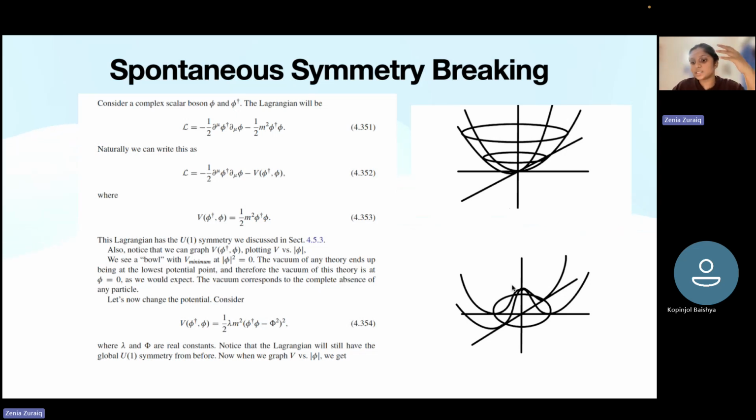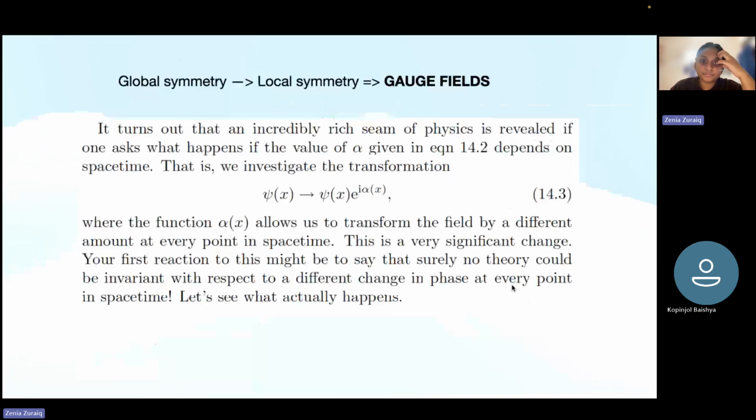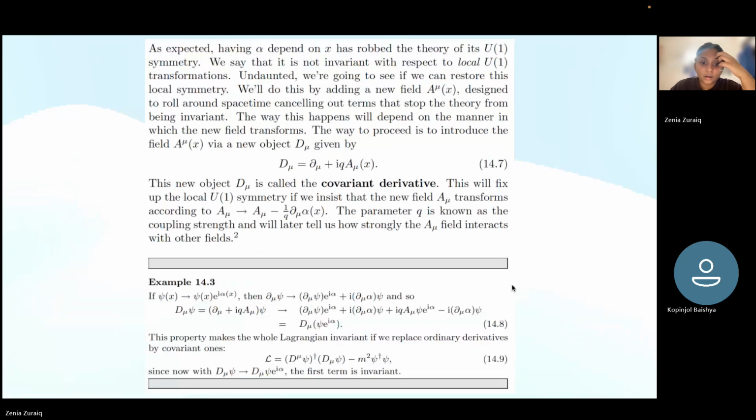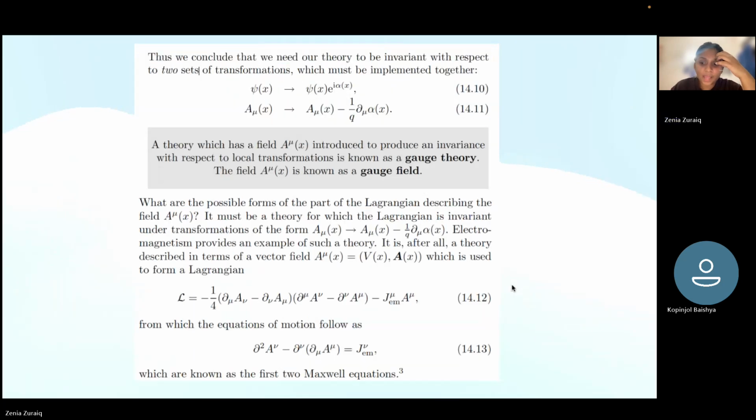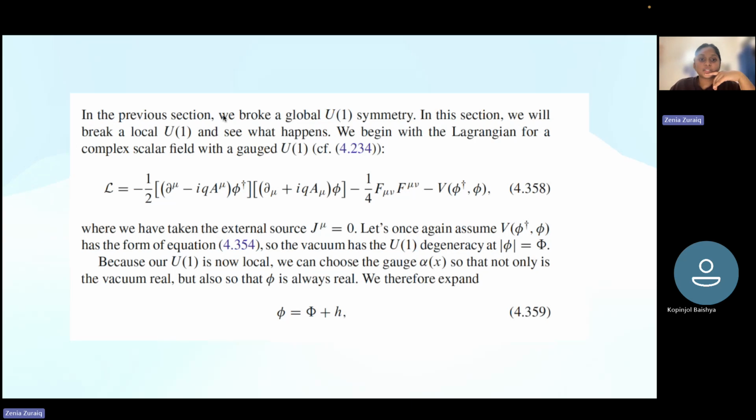What if I do that, but at the same time, I have a local symmetry with a gauge field? Then what happens? So then what happens is quite interesting. And this leads us exactly into the Higgs mechanism. So in the previous section, we broke a global U1 symmetry. In this section, we'll break a local U1 and see what happens.